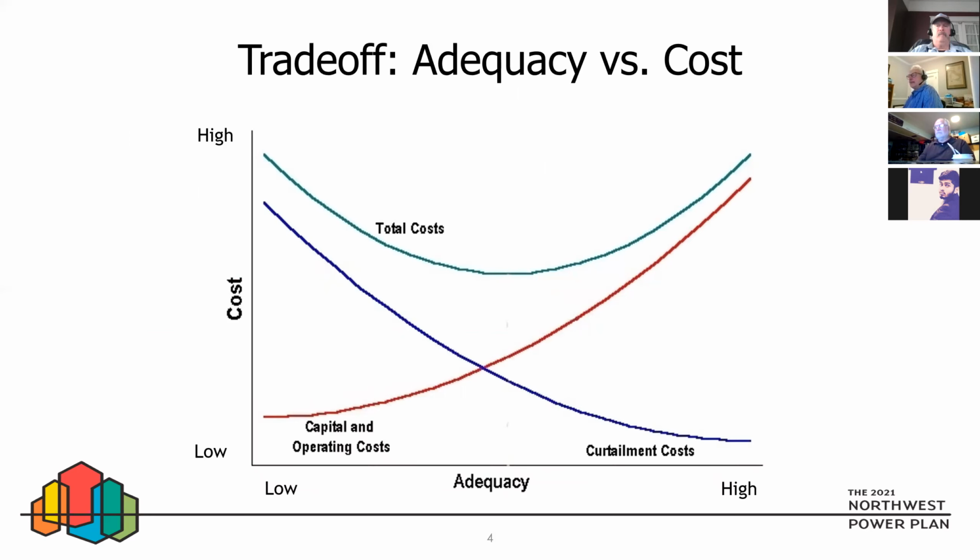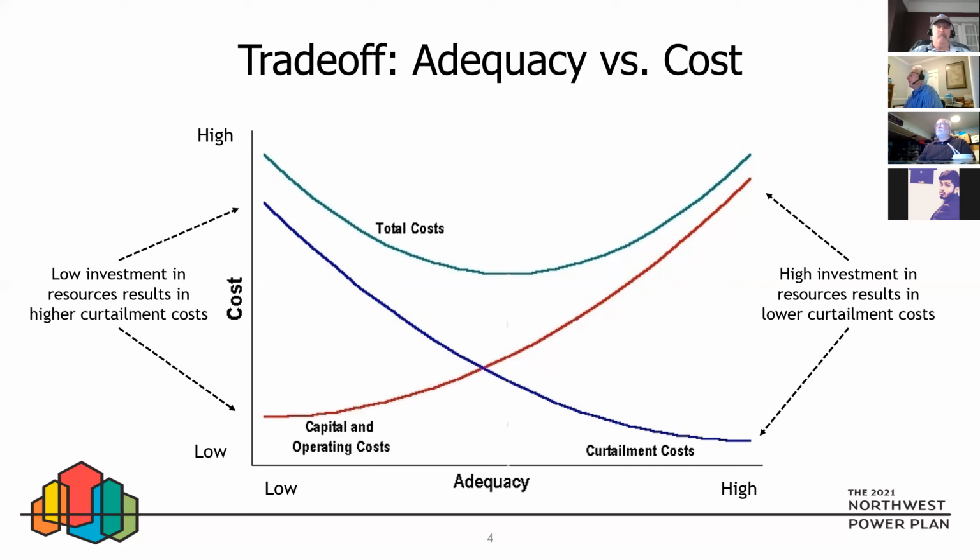The main idea here is that we have a chart that has cost on the vertical scale and the level of adequacy on the horizontal scale. I'm sure you've seen some version of this. The red line that's going up is your investment in capital, resources, et cetera. As you add more resources, of course, the adequacy becomes higher, but the cost goes up. If you don't build resources, then the cost of curtailment goes up. So if you have low investments in resources, that generally results in higher curtailment costs. The more you invest in resources, the lower the curtailment cost, but of course, the higher your average system cost. And theoretically, at least, what you want to do is come up with some optimum mix that yields a minimum cost.